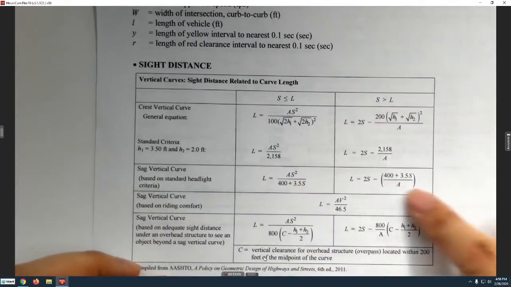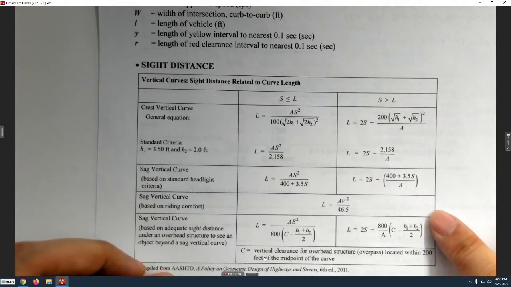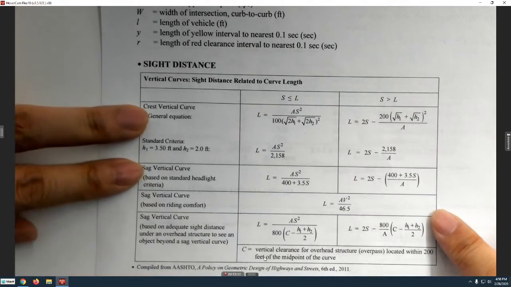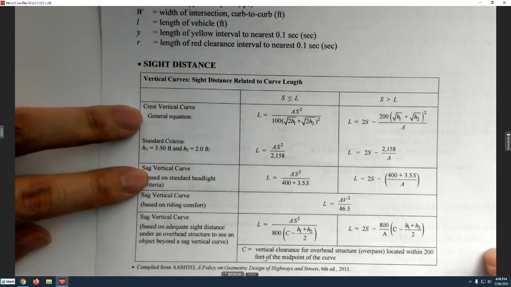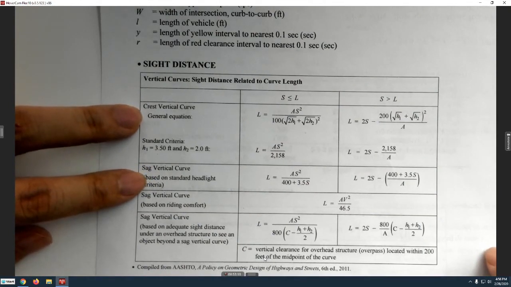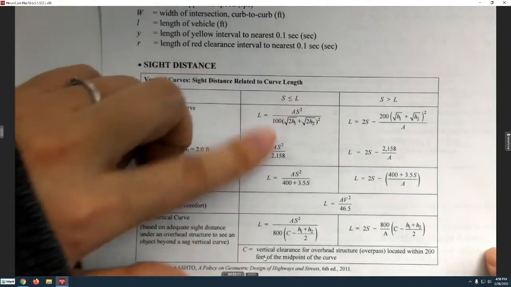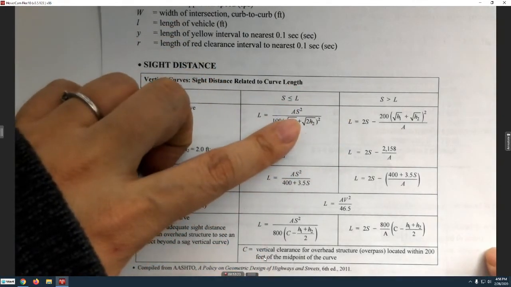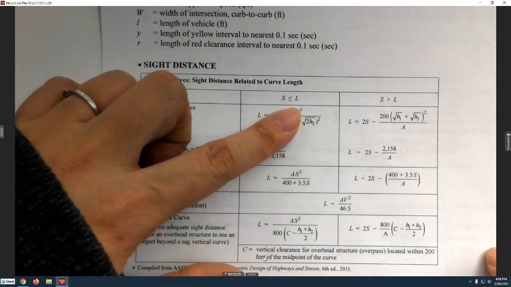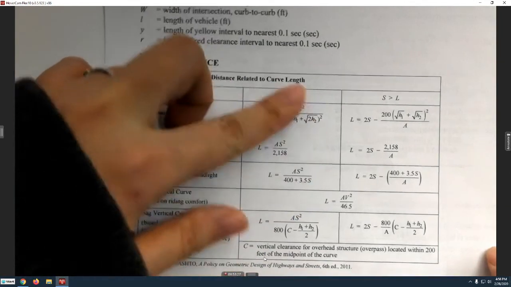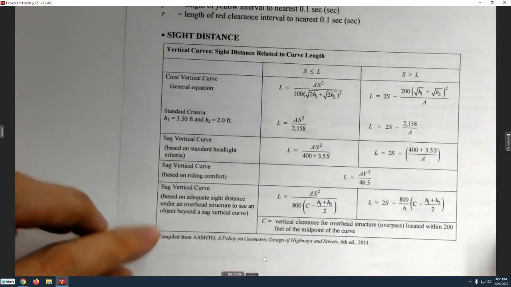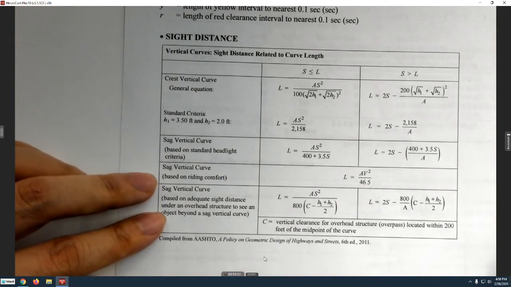So refer to page 175. In class, we only learned these two: the stopping sight distance for crest curve and then sag curve. And we learned that in most cases, you just need to use this set, because usually the curve length is longer than the sight distance. So use this set. And then two other things are listed.